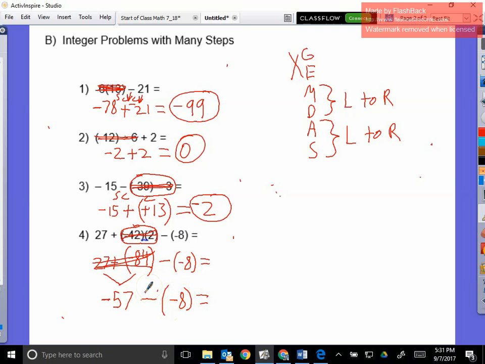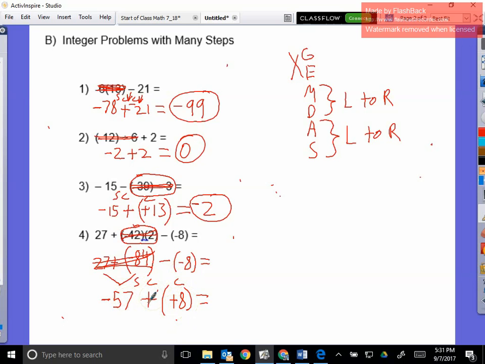We have a subtraction, so that means we got to do same, change, change every time we see subtraction. Leave that negative 57 alone. Do not do anything. Change this minus sign into a plus sign, and change this negative 8 into a positive 8. All right, now since I've changed it, I can go ahead and do the math.